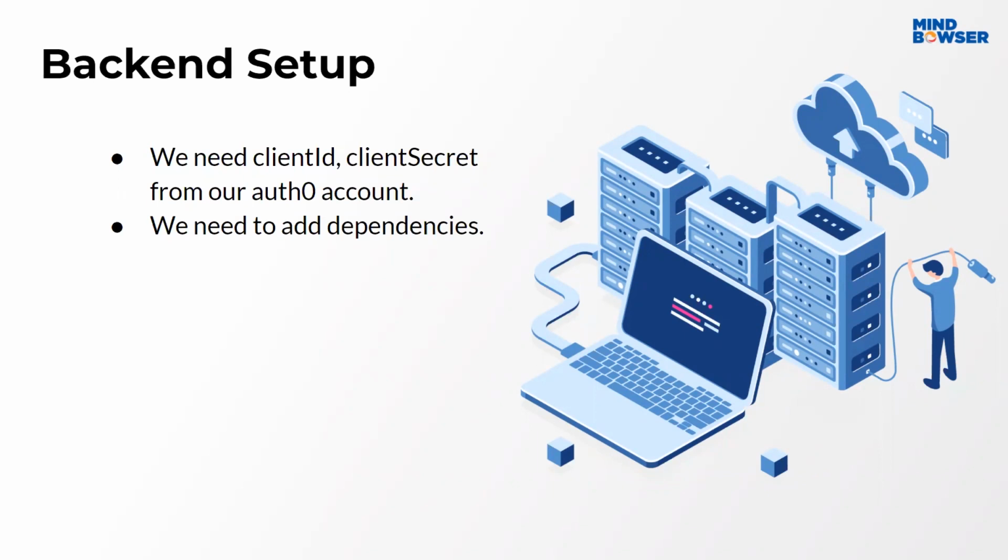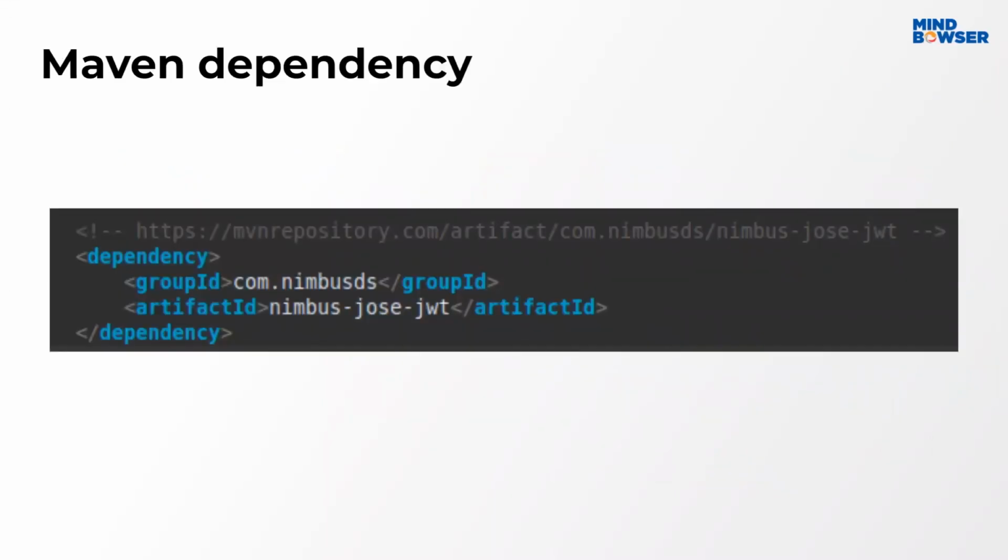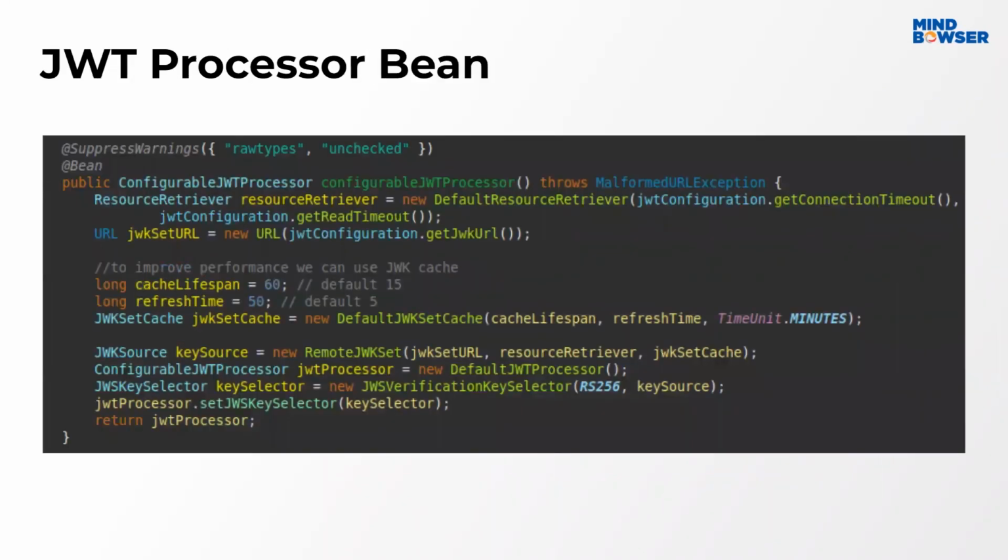There are lots of dependencies available in the market to do the same, and we will use one library to decode our JWT token. So this is the dependency that we are using on our backend. Next. This code snippet is basically a bean that we use on our backend to establish a connection with the Auth0 server, the Auth0 that we have created.